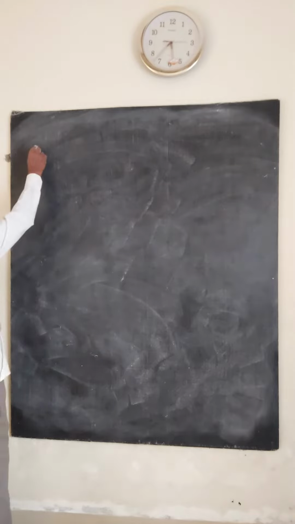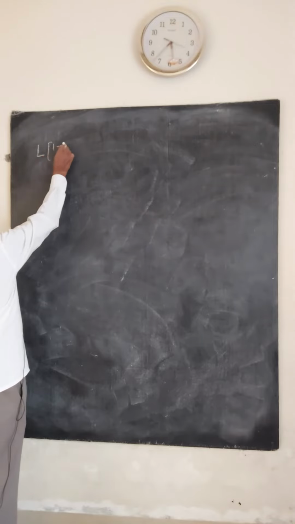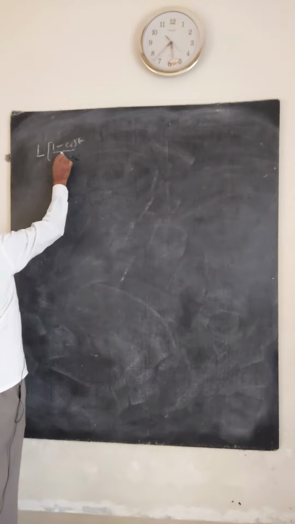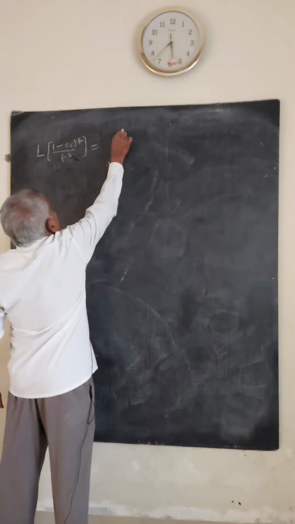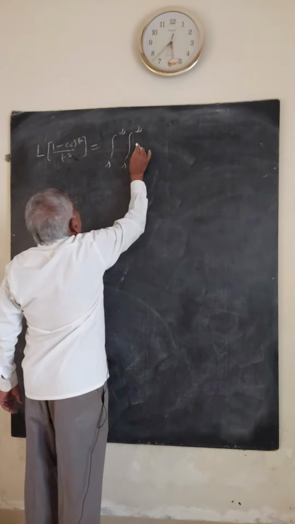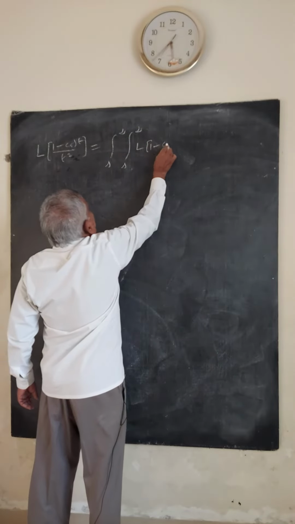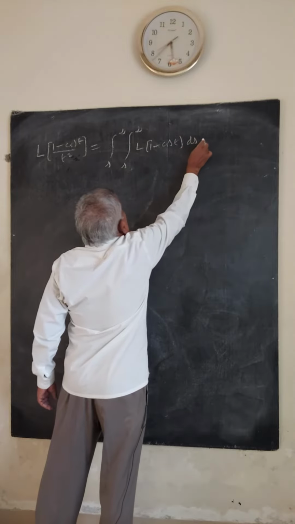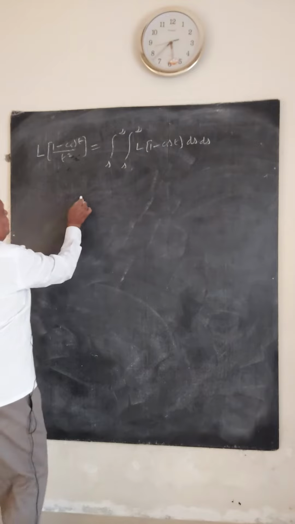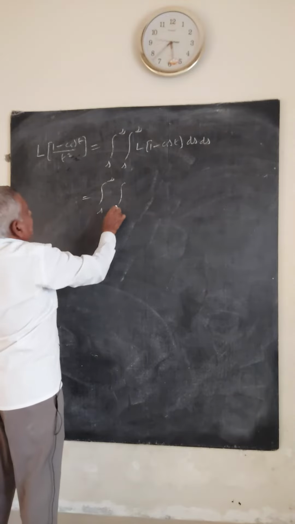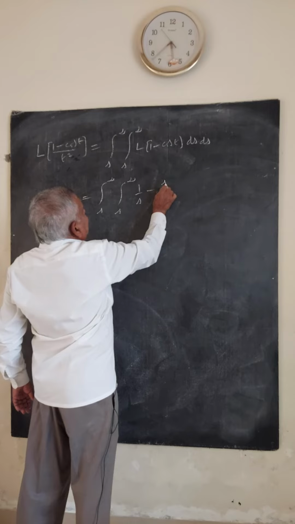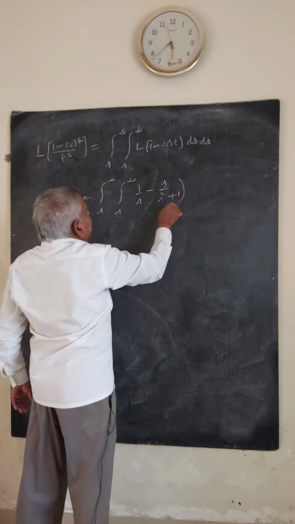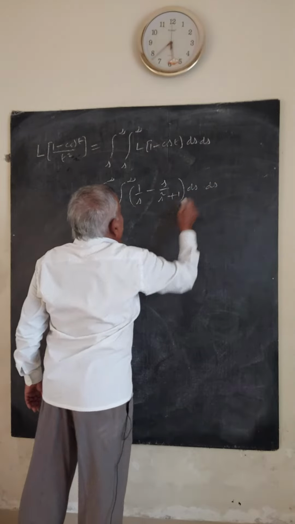One more, we are going to see a bigger sum. L of ((1 − cos t)/t²) equals, by t², integral from s to infinity of L of (1 − cos t) ds, equals integral from s to infinity, L of 1 is 1/s, minus s/(s² + 1), ds.